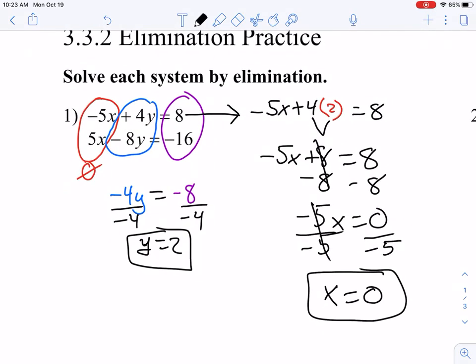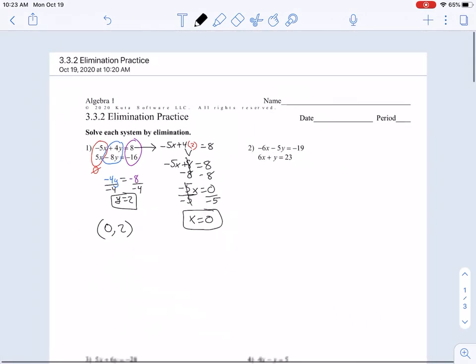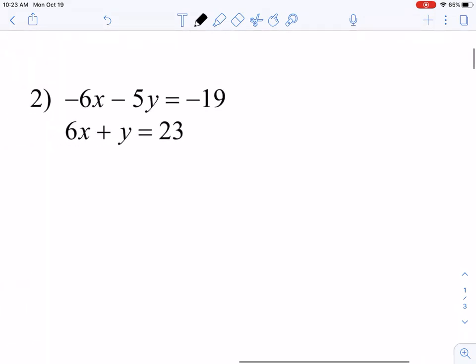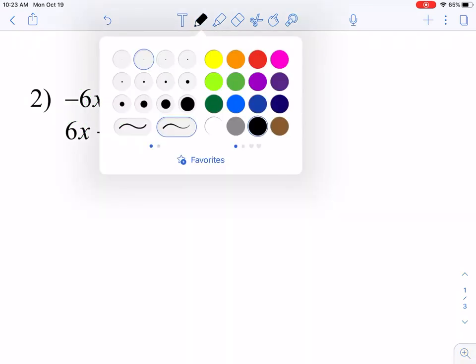So now when I go to write my solution, I get my x value, which is 0, comma, my y value, which is 2. Okay, so I'm looking for elimination potential. My y's are not going to eliminate, or they don't have great potential here because they don't have the same term. But my x's do have the same term, these 6's, and one is negative and one is positive, so they will eliminate without me having to change anything.